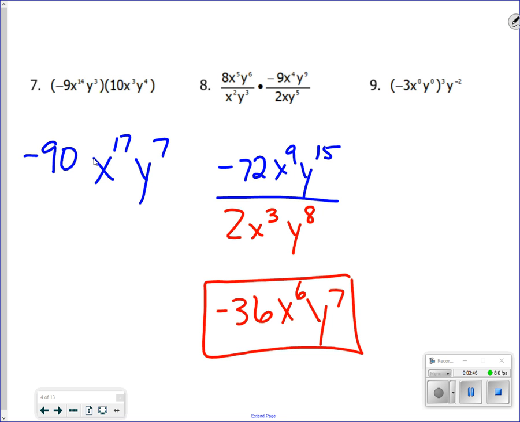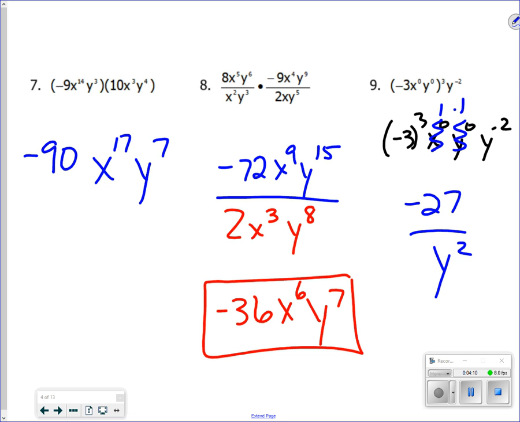Everything in the parentheses needs to get raised to the power. So negative 3 to the 3rd. X to the 0 to the 3rd would be 0 because you're ultimately multiplying. Still y to the 0, y to the negative 2nd. Now, anything to the 0 power, just automatically cross it off or put it as a 1. Because anything to the 0 power is 1, and so 1 times negative 3 to the 3rd. So that's negative 27. And then the y has a negative exponent.